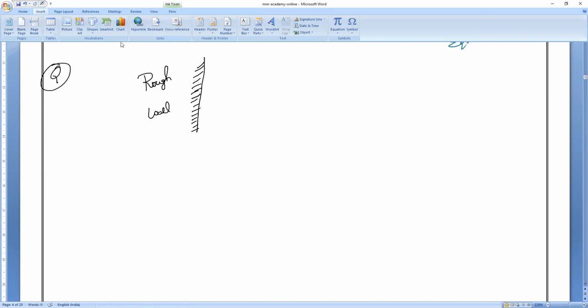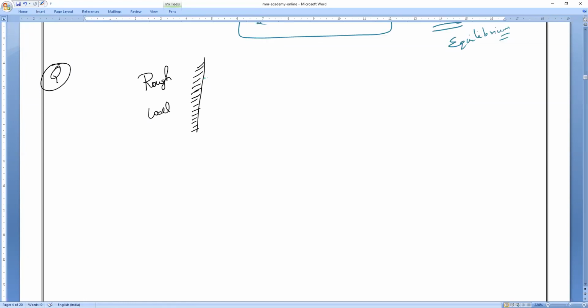Let me take a different color and draw. There is an object which is kept against the wall, and a force F is exerting on it. This object is in a state of rest. Imagine it is a cube, so each side is 2 meters. How many meters? 2 meters. Okay.